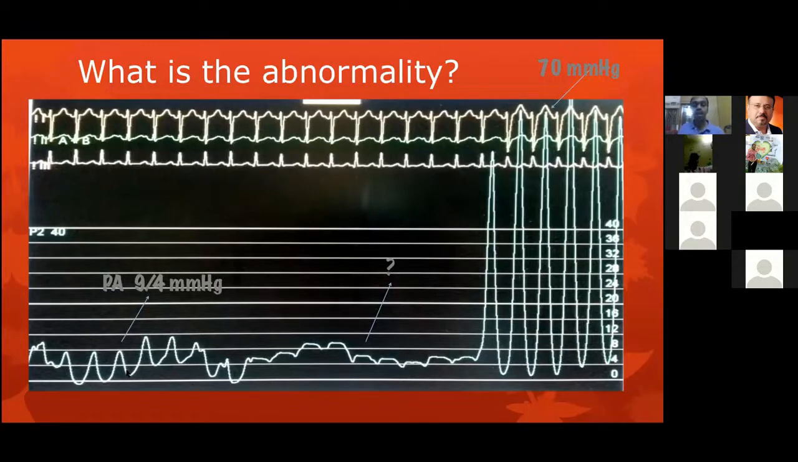And before that, let us observe this pressure trace. This pressure is very low. It's 9 by 4 millimeters of mercury. Why is it so low?